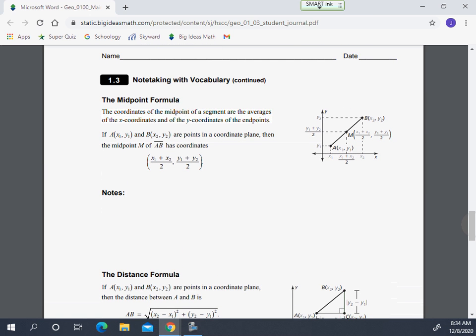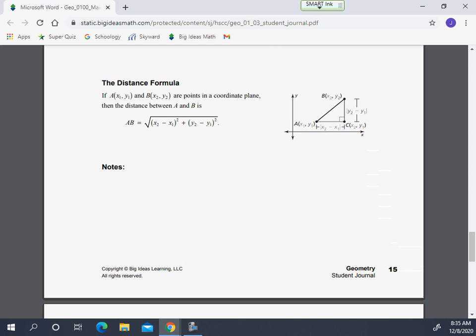Some notes here. There's the midpoint formula for you. It's really just the average of the x coordinates and the average of the y coordinates. The distance formula. This is important to know. I like the distance formula. I like to use it more than the Pythagorean theorem because it will always give me a right answer. I do not need a right triangle. I can just plug in my points and get my distance.